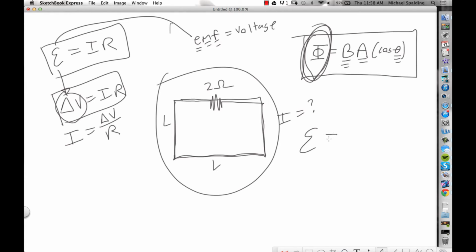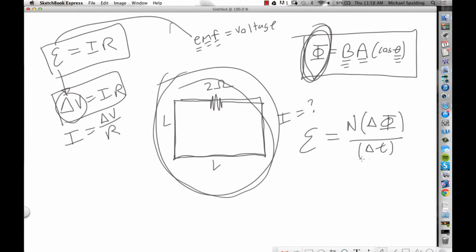To find induced voltage, you go N, which is the number of loops. Here this would just be one loop, but if you have copper wire that's been looped a bunch of times, like 1, 2, 3, 4, N is the number of loops. You multiply that by the change in flux, and then divide by the time. Okay? Now, how many ways can you change the flux? 1, 2, 3. And in the homework set, you'll see all 3.